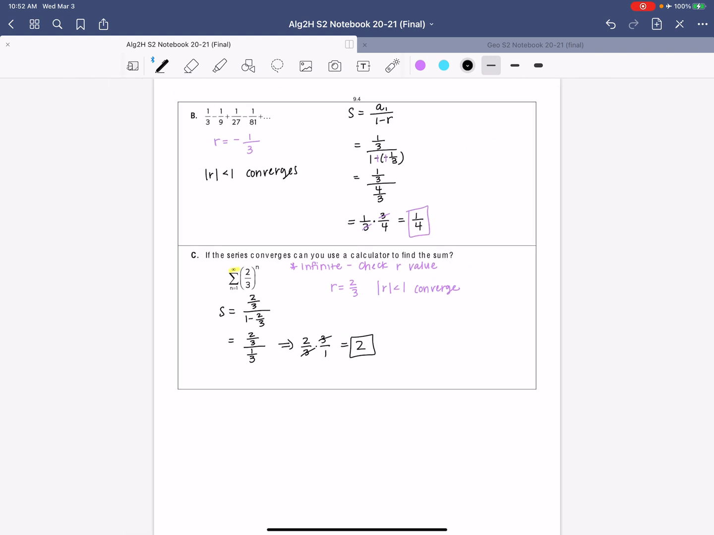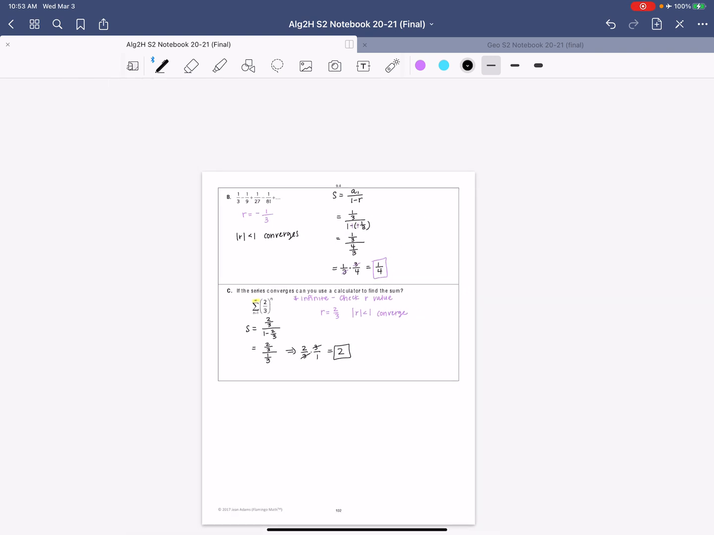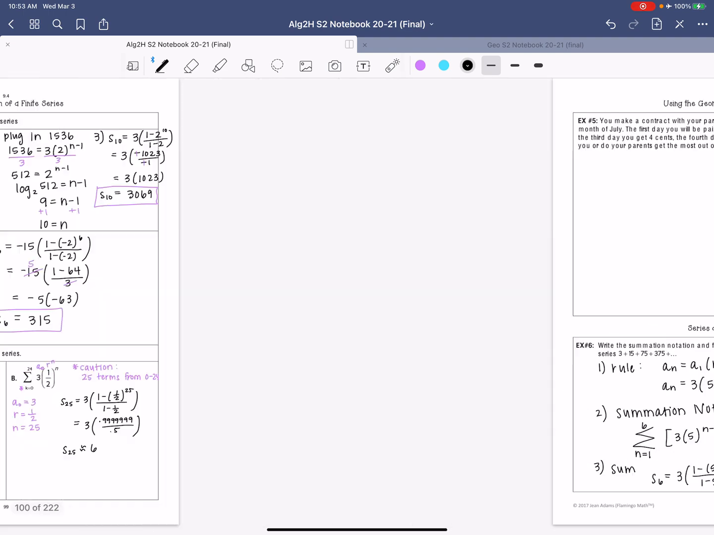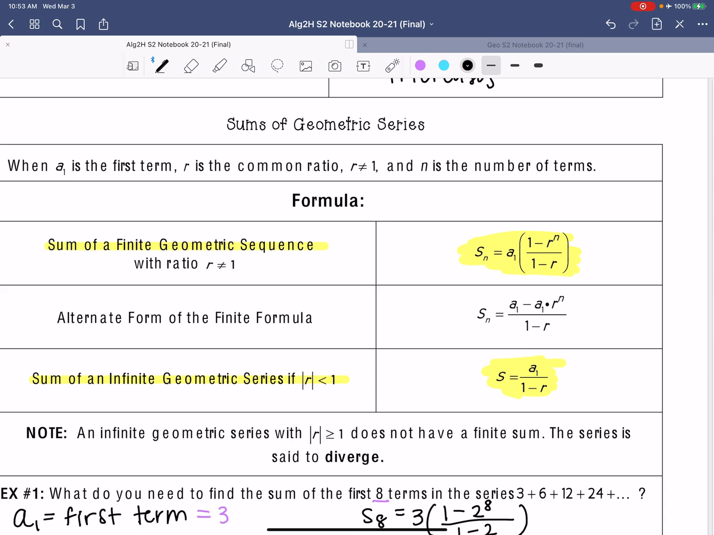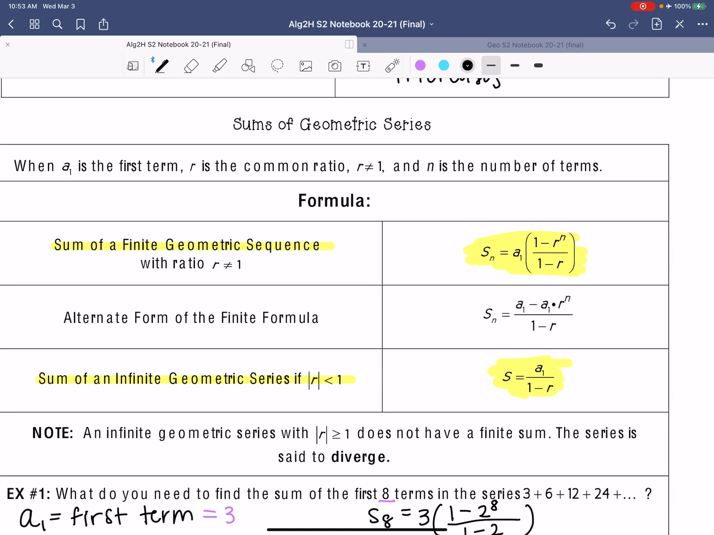And that's going to go ahead and conclude these notes. So in sum, you guys need to know these two formulas. And one is for finite, so it stops, and one's for an infinite.